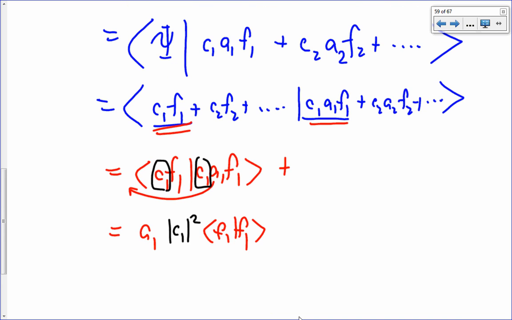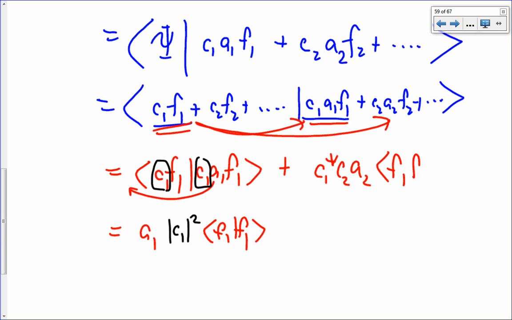So what about this second term right here? That's the first term. How about this one? You can see there you're going to have a what? That's going to end up 0. Why? Because you're going to have a c1 star, c2, right? And then a2, and then you're going to have f1, f2 left inside the bracket. So that's going to be 0. So all the cross terms are going to come out 0, right?